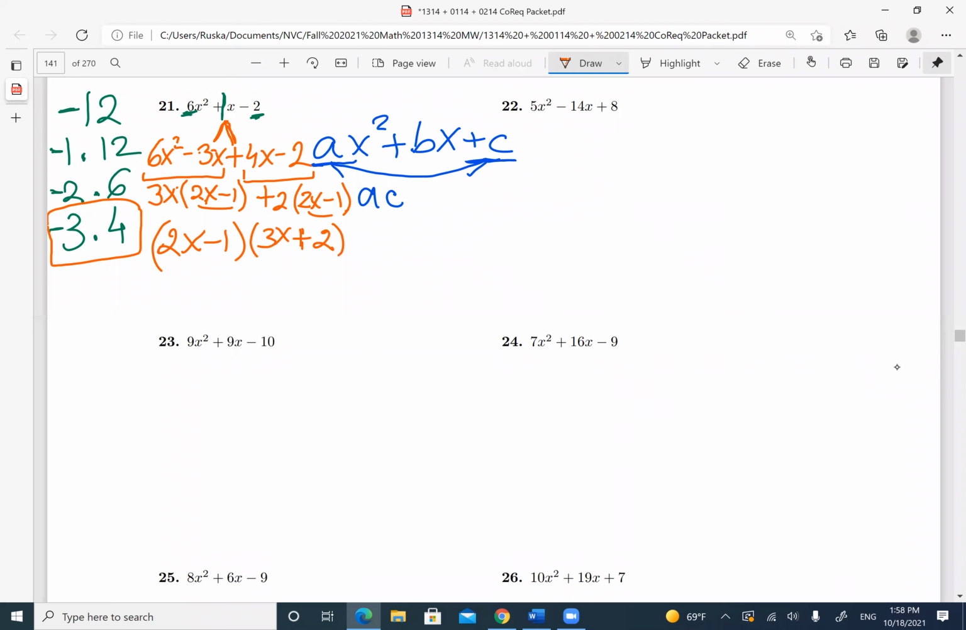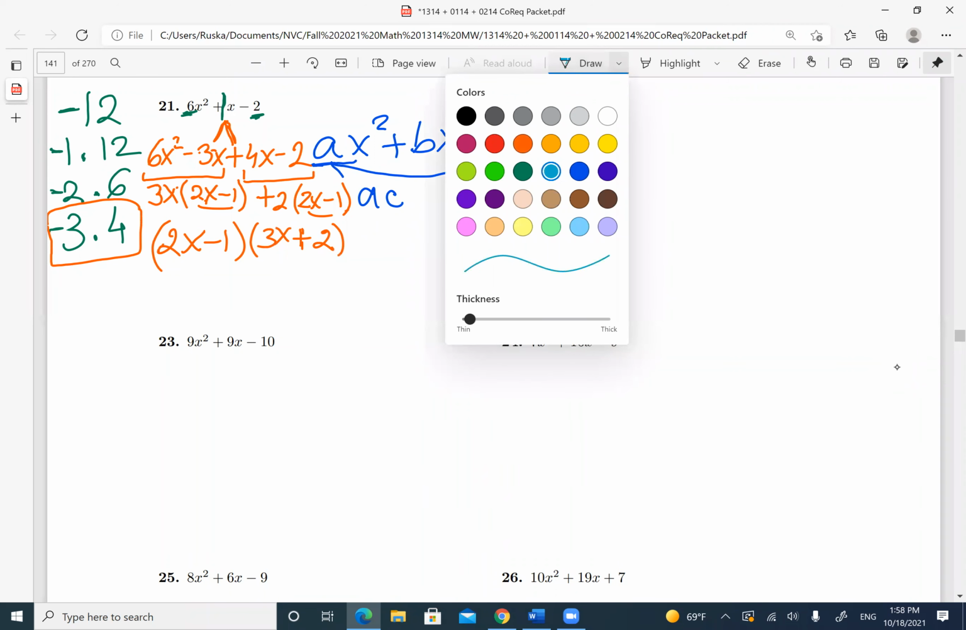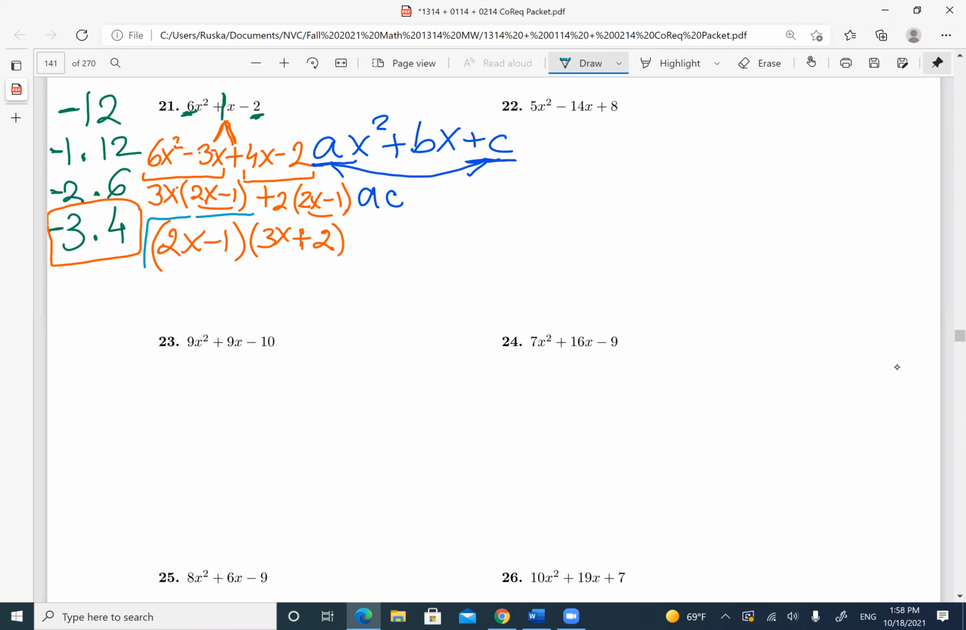So this is the AC method by grouping. Okay? Everybody get that? Now I'm going to show you the AC shortcut in a minute. Okay, you got it? I mean, this is a pretty good method, straightforward. Just remember to split the middle term, and then factor by grouping.